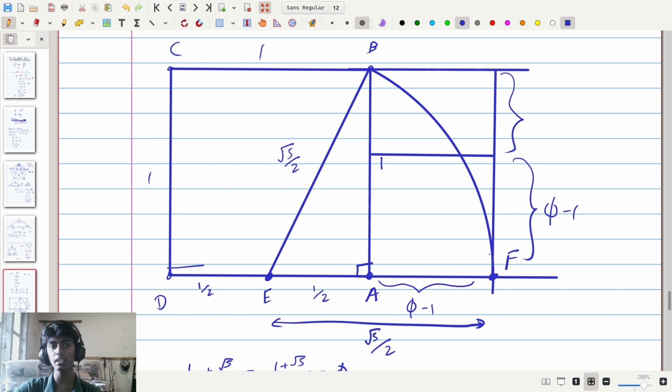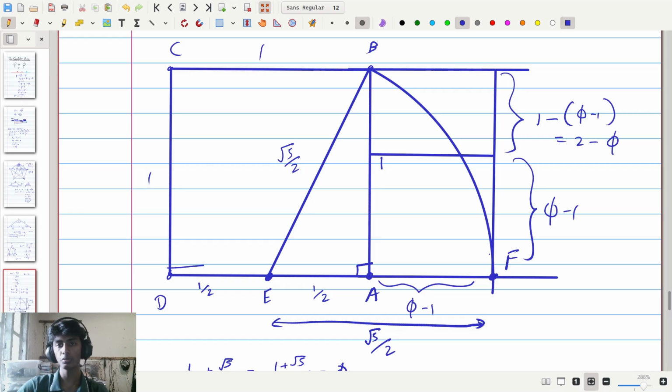The total length here is the height of this square here, which is 1. So therefore, if this is 1 and this is the golden ratio minus 1, what's left over is 1 minus the golden ratio minus 1. If we take the minus to the inside, we have minus golden ratio and a minus minus 1, which is a plus 1. So then we have 1 plus 1 minus the golden ratio. So this is equal to 2 minus the golden ratio.